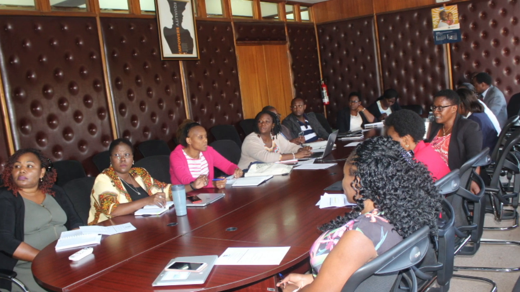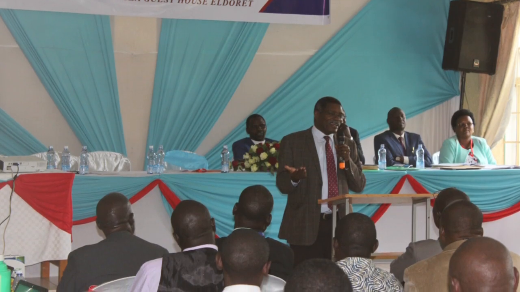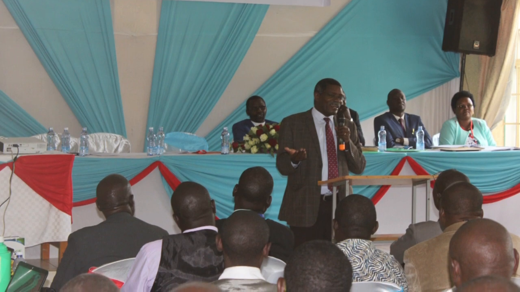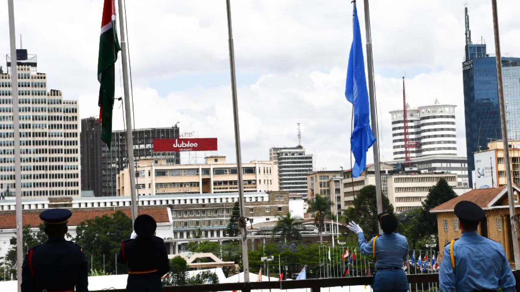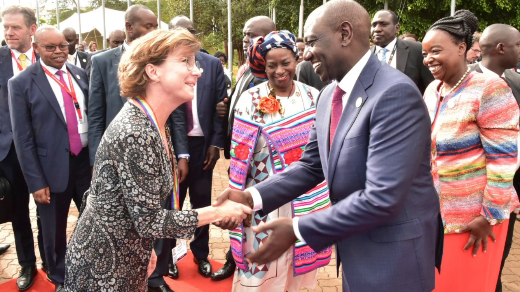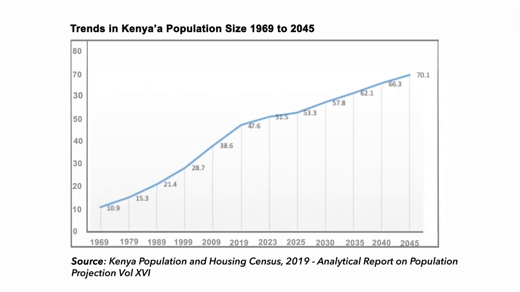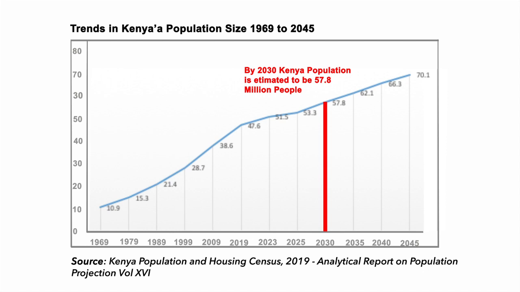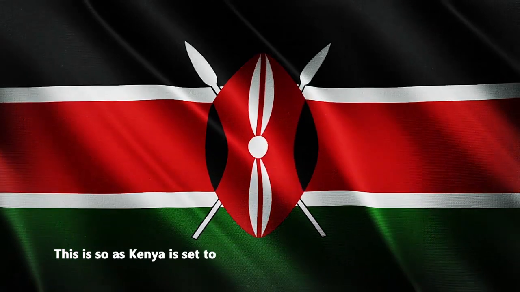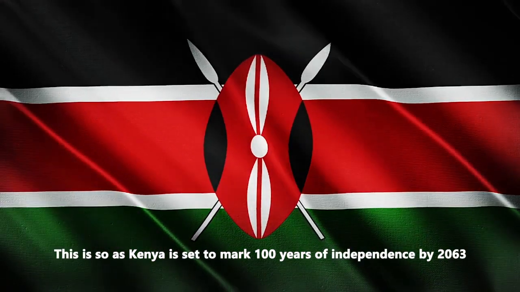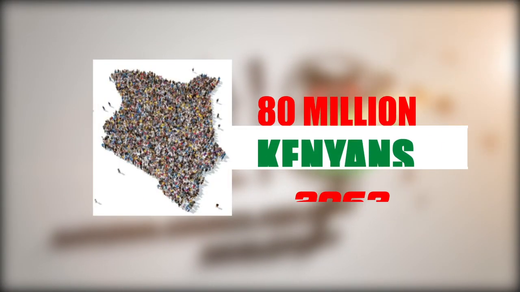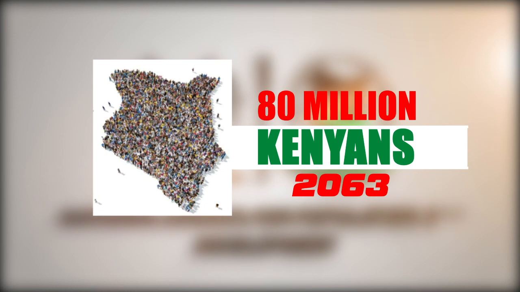We are glad the Council continues playing its rightful role in population and development in Kenya, and these 40 years are not only a celebration of the milestones covered, but a platform to reflect and look into the future. This is so as Kenya is set to mark 100 years of independence by 2063. The population of Kenya is projected to be about 80 million.